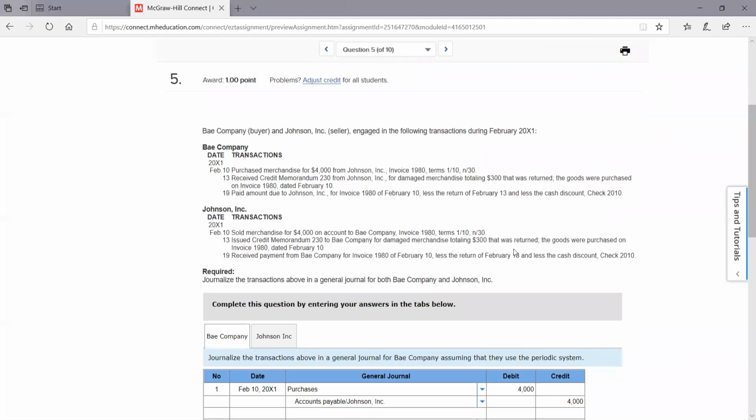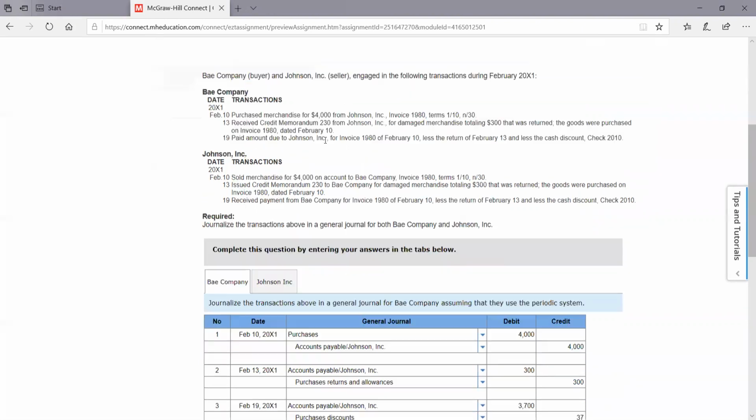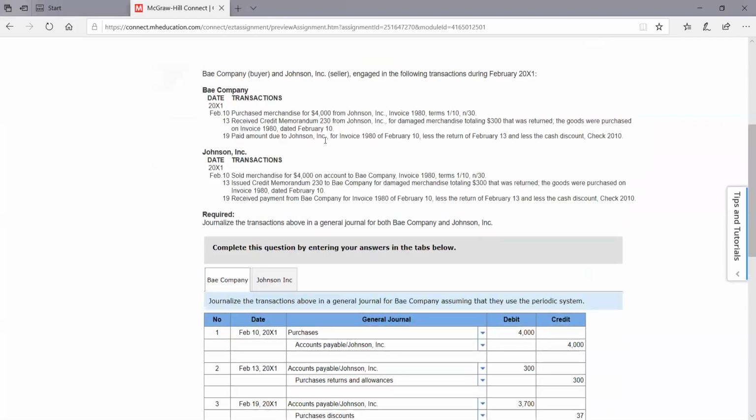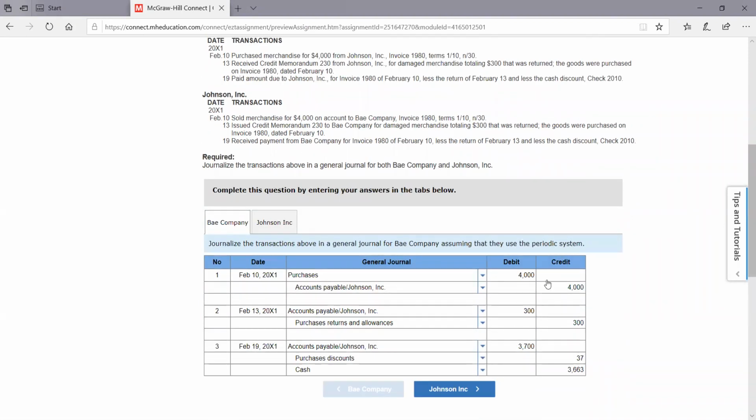On number 5, they're just going to have you do kind of like a flip. What one, the buyer and seller in this case. So Bay's the buyer, Johnson's the seller. And so here's the transactions for the buyer end of it, where you bought merchandise, you returned it, and then you paid it. So you note how the amounts are going to be the same. It's just I want you to see how the accounts are different.